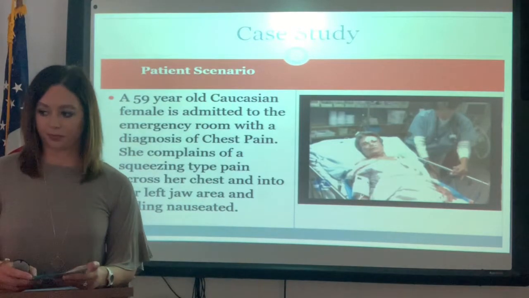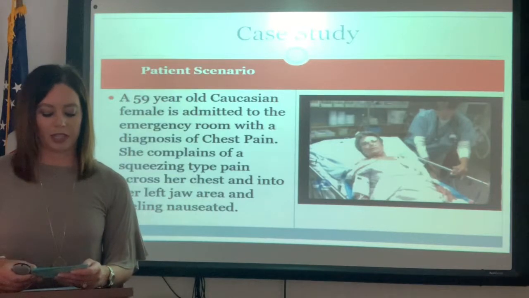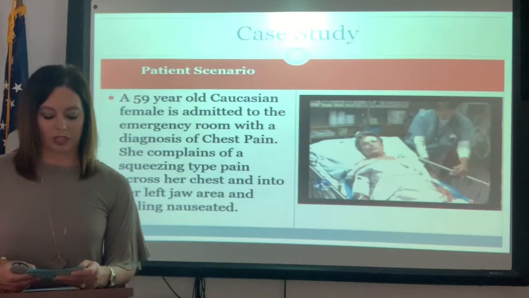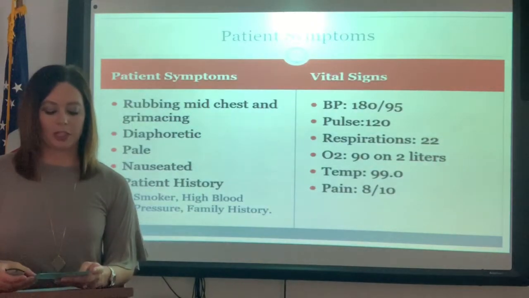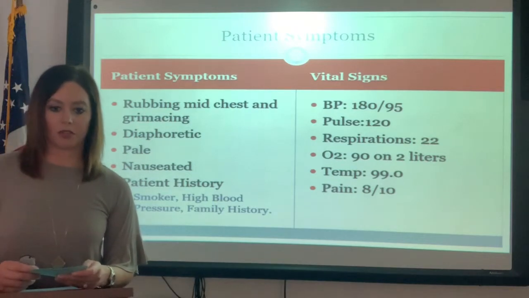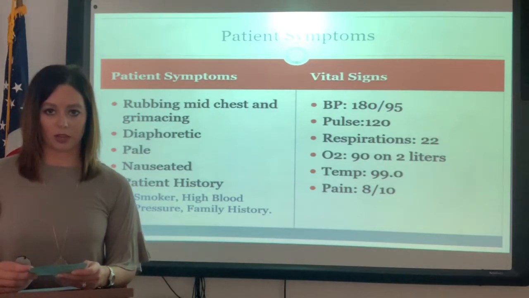Here's your case study. A 59-year-old Caucasian female is admitted to the emergency room with a diagnosis of chest pain. She complains of a squeezing type pain across her chest and into her left jaw area and feeling nauseated. Her symptoms started at midnight and she called EMS right away. It is now 12:30. During your initial assessment, the patient is rubbing her chest, grimacing, and is diaphoretic. The pain has been occurring intermittently since midnight. Her color is pale except her mouth, which is now starting to turn blue.